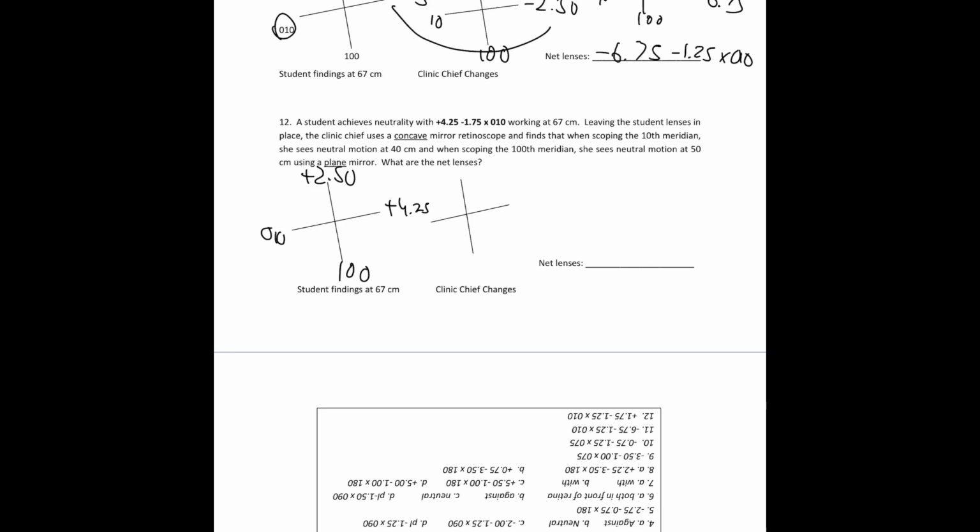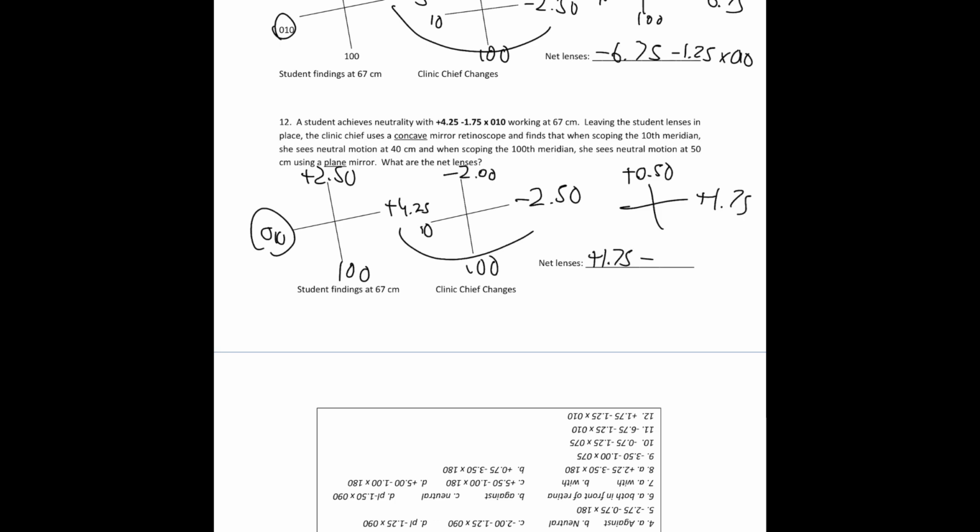So concave doesn't matter here. When scoping the 10th meridian at 40 centimeters. So 10th meridian, that's over here. 100th is right there, so that's minus 2.50. And then when scoping the 100th meridian, they see neutral at 50 centimeters, so that's minus 2. We just combine, so that's plus 0.50. And then we combine these, and that's plus 2.2, plus 1.75. And then so we have our final answer, plus 1.75, minus 1.25, axis 10. Okay, that's right there.